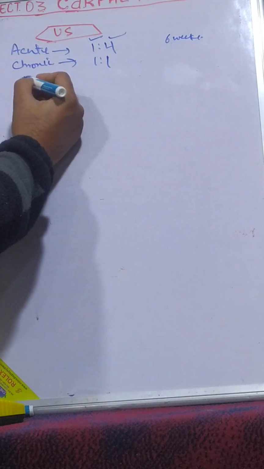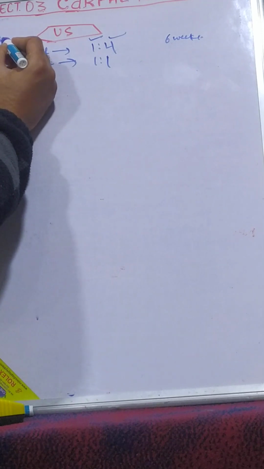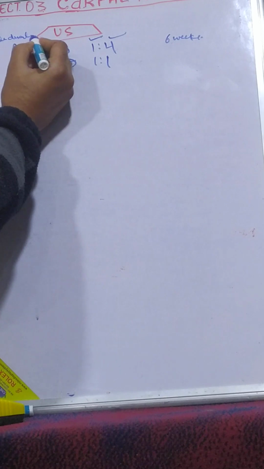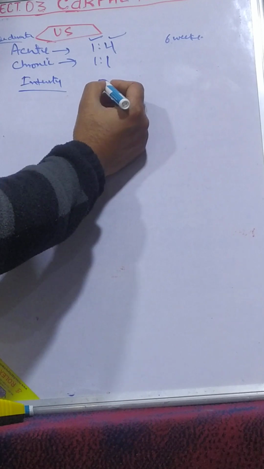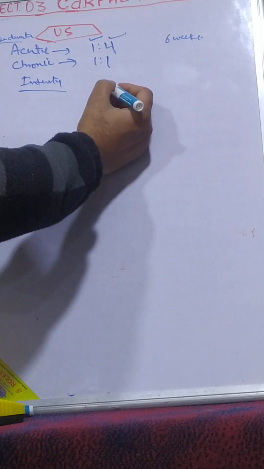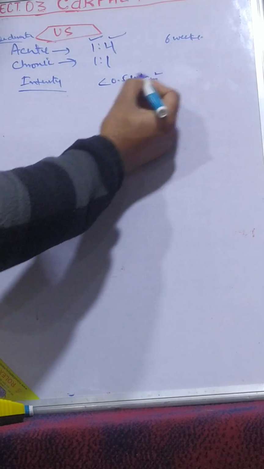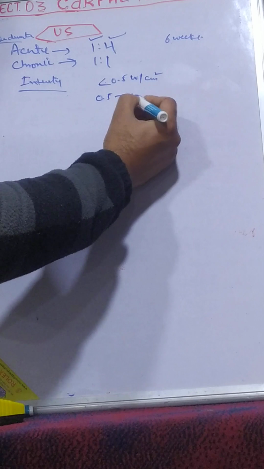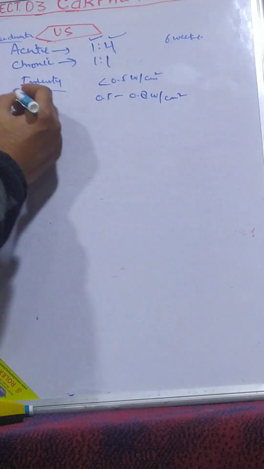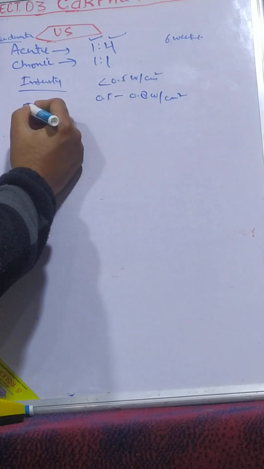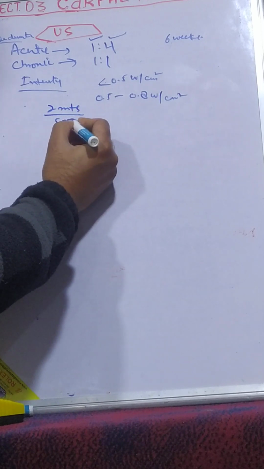This is the pulse duration. And this is the intensity. Intensity for ultrasound, if it is acute, is less than 0.5 watts per centimeter square. If it is chronic, 0.5 to 0.8 watts per centimeter square. And the duration for acute is 2 minutes, and for chronic it is 5 minutes at the maximum.